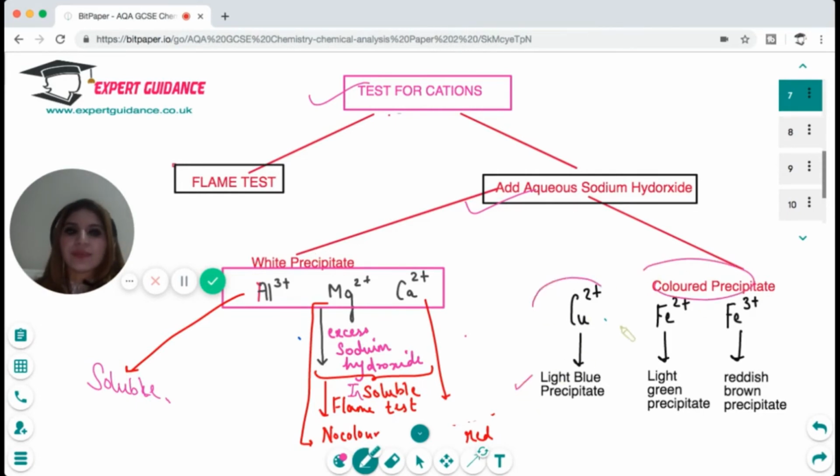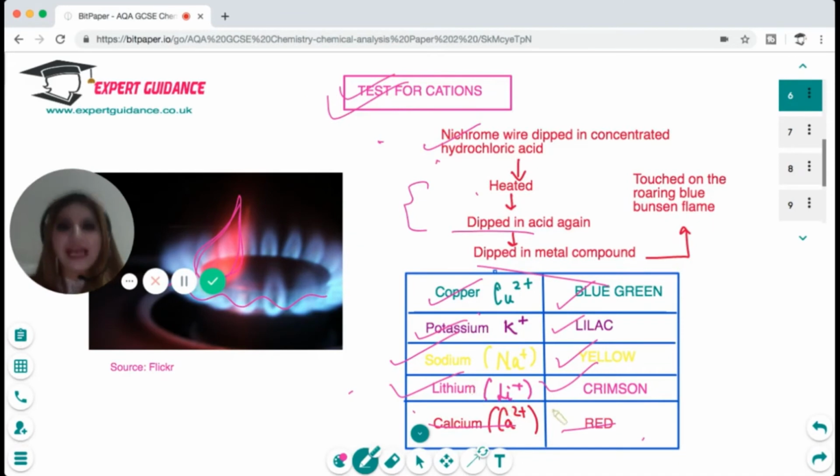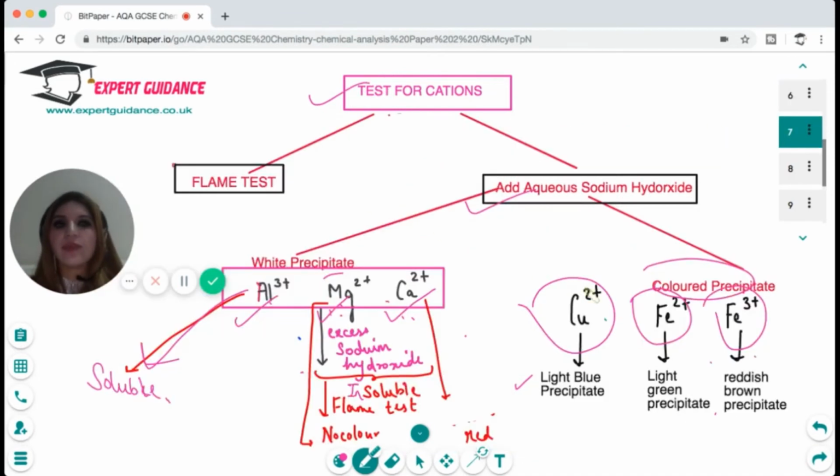Light blue is the precipitate for Cu2+ ion, light green is for iron 2+, and reddish brown is for iron 3+. When it is a white precipitate, it is for aluminium, magnesium, and calcium. Now, how do we distinguish between all these three white precipitates? We add excess sodium hydroxide and the aluminium precipitate will dissolve. On the other hand, magnesium and calcium will not dissolve, and then we can do a flame test. The magnesium will not produce any color, but if you remember, the calcium was having the red color. Okay, and then we can distinguish between aluminium, magnesium, and calcium.